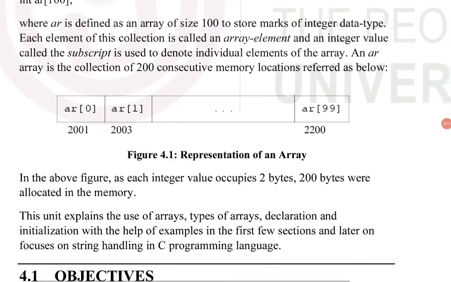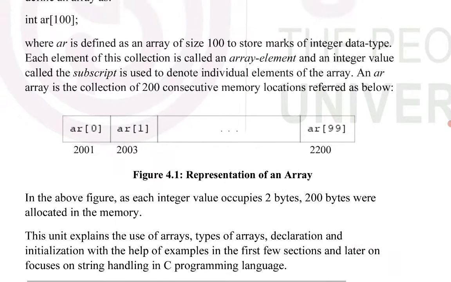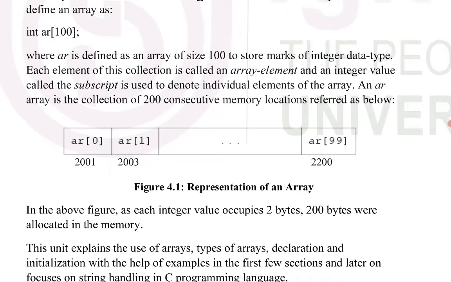In the above figure, each integer value generally occupies 2 bytes, so 2 into 100, that is 200 bytes, were allocated in the memory.